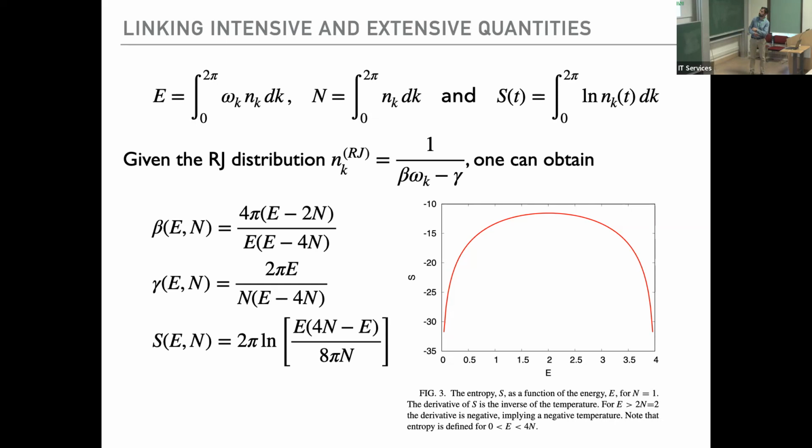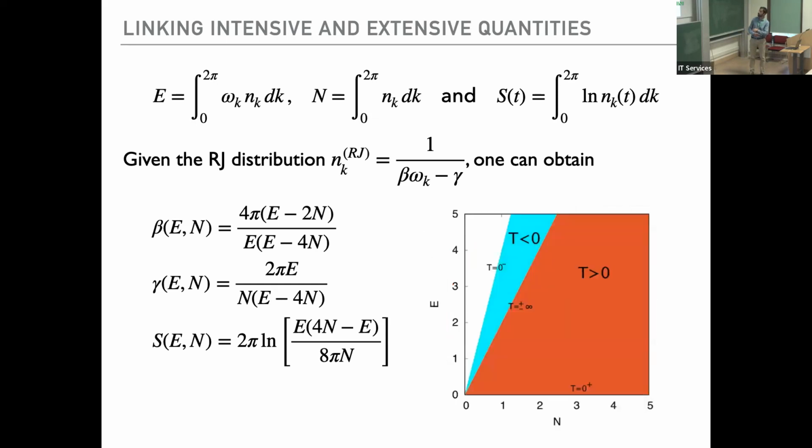You can see that there's a maximum of the entropy, and this region here corresponds to negative temperatures. Or, for example, in this parameter plot, you can say, given some total number of particles N and total energy E, if you are in here, you've got positive temperature. If you're here, you've got negative temperature. So somehow you know exactly where you are in the system, provided that the wave kinetic equation is satisfied, so you're in the weakly nonlinear regime.